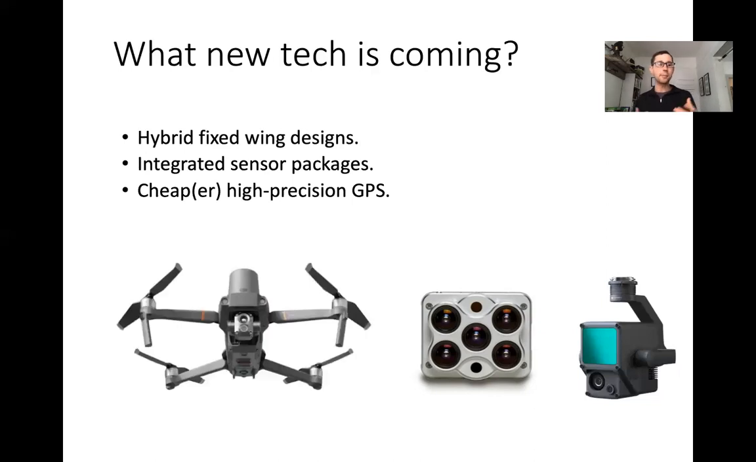Another trend that I see coming in is we've got much cheaper, high precision GPS coming down the pipe. So these are systems called RTK, or real-time kinematic GPS. And the standard GPS on most drones is accurate to within a few meters. And that's really not sufficient for high accuracy drone maps. But the survey grade GPSs on some of these newer drones are accurate to within a centimeter or 2.